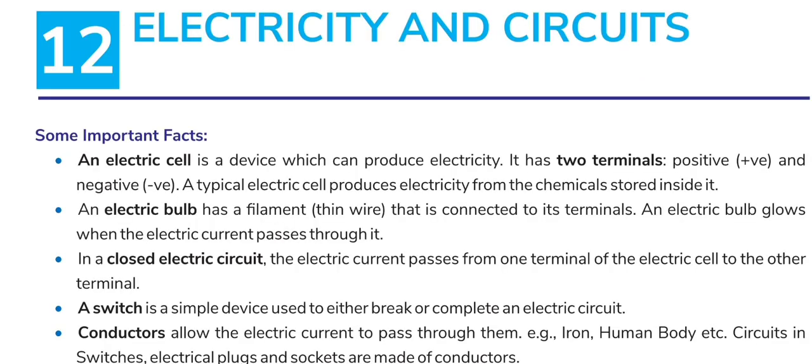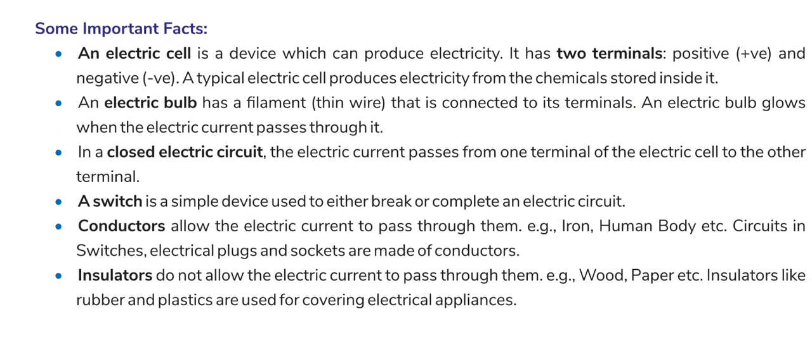Some important facts. An electric cell is a device which can produce electricity. It has two terminals, positive and negative. A typical electric cell produces electricity from the chemicals stored inside it. An electric bulb has a filament, a thin wire, that is connected to its terminals. An electric bulb glows when the electric current passes through it. In a closed electric circuit, the electric current passes from one terminal of the electric cell to the other terminal. A switch is a simple device used to either break or complete an electric circuit.